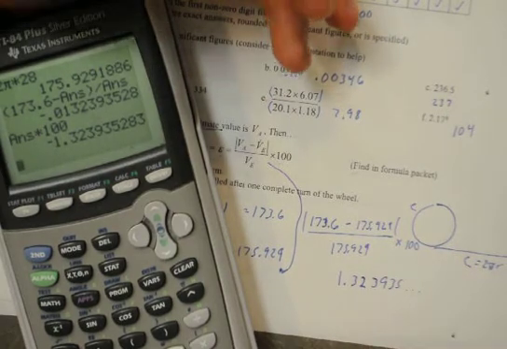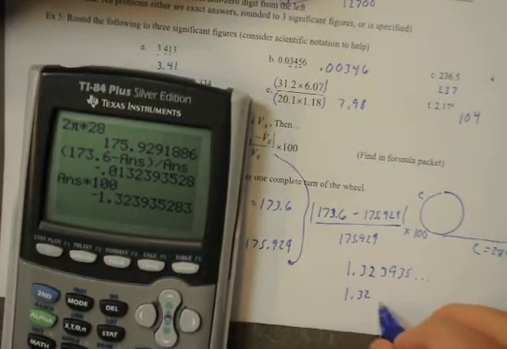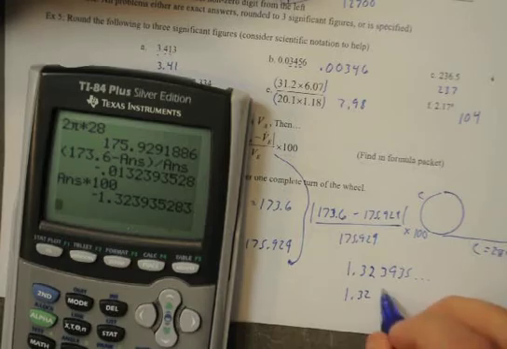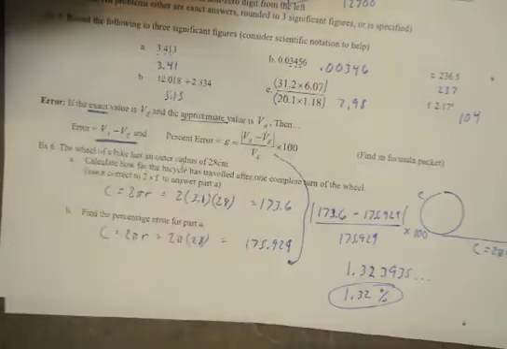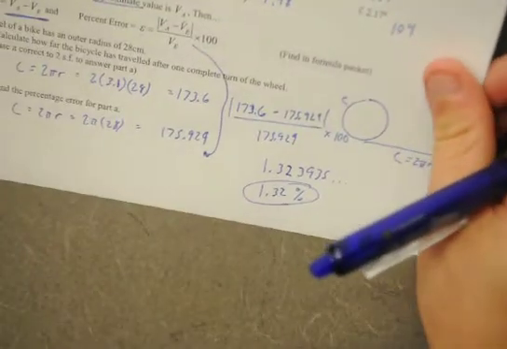And so the answer here is 1.323935, blah, blah, blah, blah. And we will round that to 3 sig figs. There you go. That's the answer. It's the percent error in this problem.